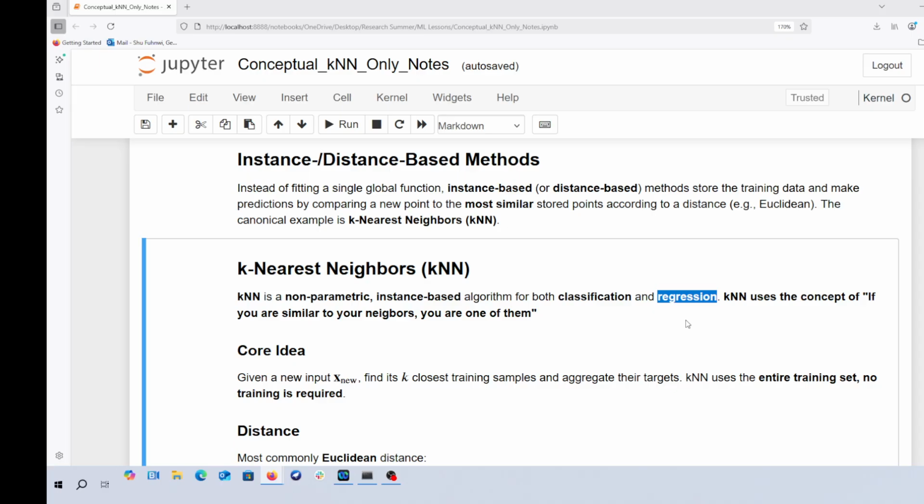So meaning that we can use this not only for regression problems, we can use it for cases where we have different classes, like we saw, like classifying messages into spam and non-spam and so on, and also regression problems where we are trying to predict the prices of houses, as we saw earlier. So KNN uses the concept of if you are similar to your neighbors, then you are one of them. That is actually the concept that it uses.